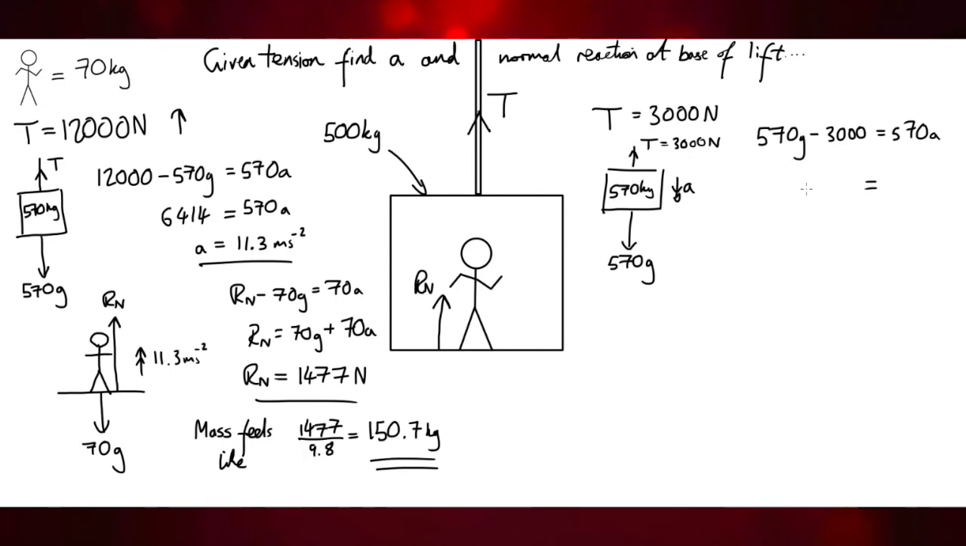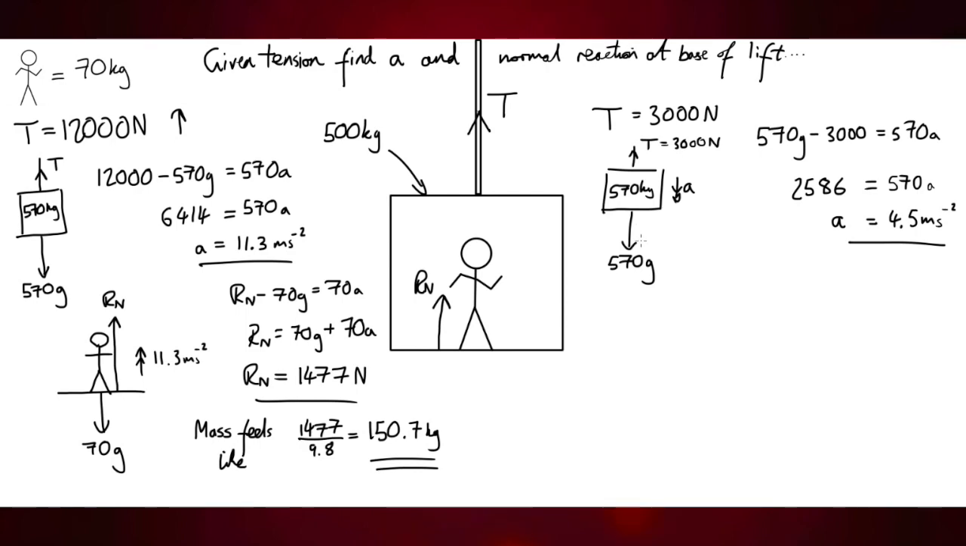So the resultant force is going to be 2,586. If we divide that by 570, we get the acceleration, which is 4.53. So let's go for 4.5. That sounds pretty good. And that acceleration is downwards. So we get the acceleration is positive, but we know this one's going downwards. Essentially what this 3,000 newtons is doing is reducing the acceleration from 9.8 down to 4.5.